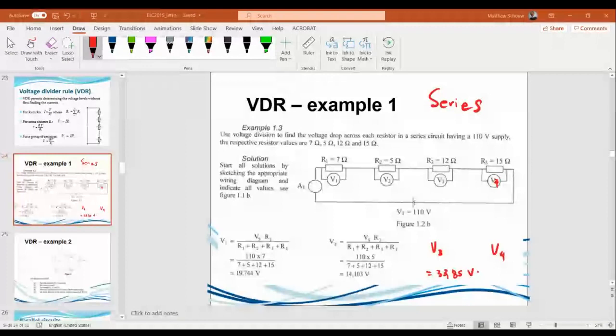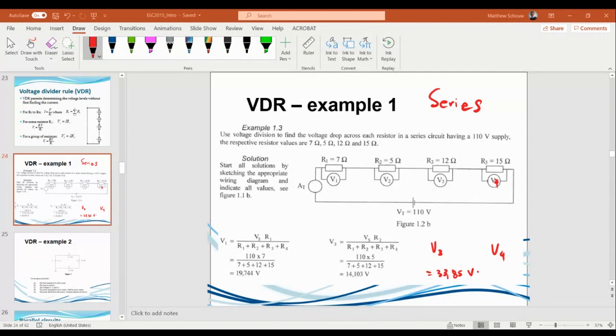What is V4? Anyone? Pulling. Hope you guys are working this out. So take the source, 110 times 15, and then we add all the resistance. So 7 plus 5 plus 12 plus 15. So 110 times 15. 42.31, right?